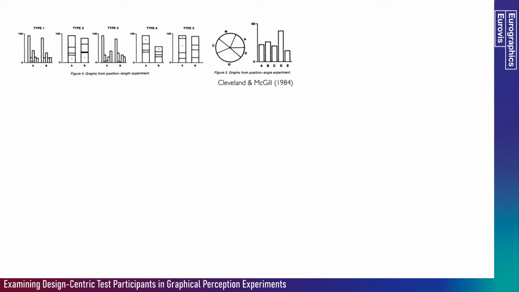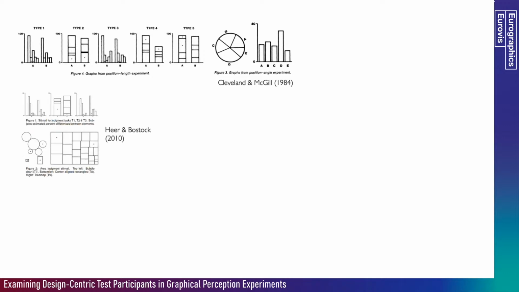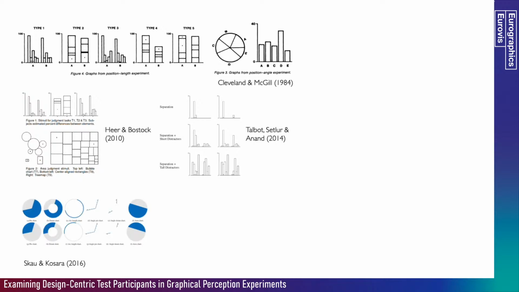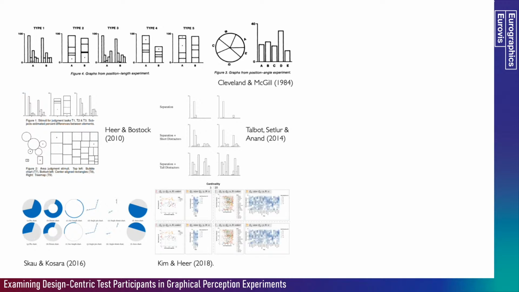So there are similar studies that assess graphical perception, but that use participants from Amazon's Mechanical Turk, or MTurk for short. These include Heer and Bostock's replication study of the original work by Cleveland and McGill, Talbot's and Lorena Nunn's expansion of the bar charts experiments from Cleveland and McGill, Skau and Kosara's study on the contentious pie chart and its variations, and Kim and Heer's work into the combined effects of visual encodings and data distributions.